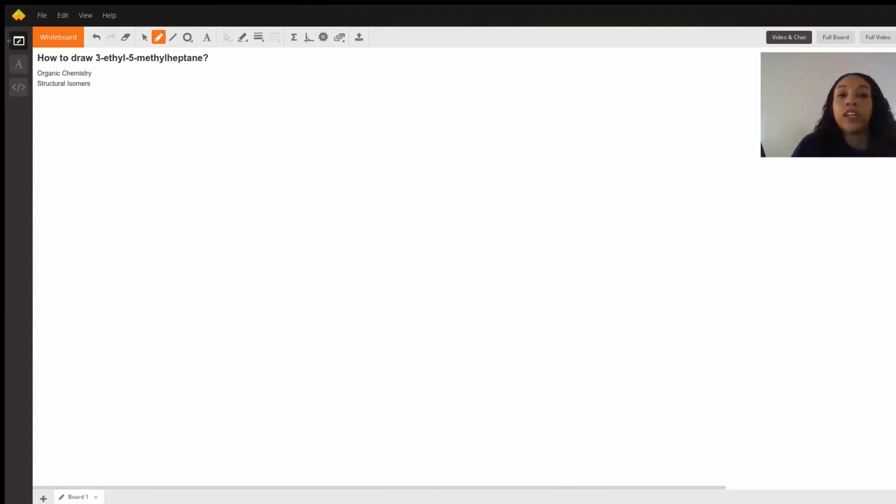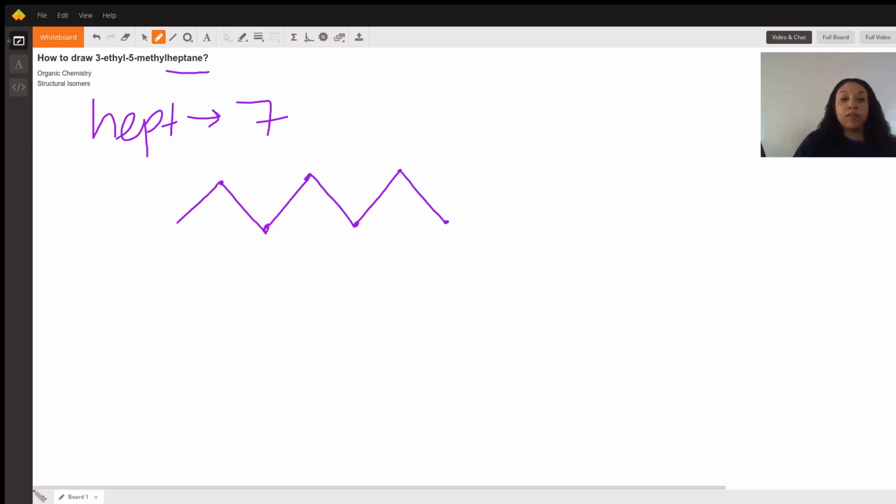We're going to be looking at how to draw 3-ethyl-5-methylheptane. First, we need to take into consideration that this is an alkane and hept is the prefix. That means that we're going to have a 7-chained carbon. So we're going to draw 7 carbons. So we're going to count 1, 2, 3, 4, 5, 6, 7.